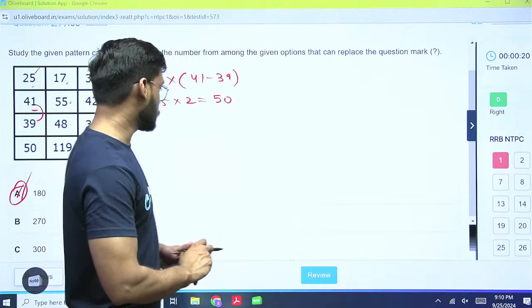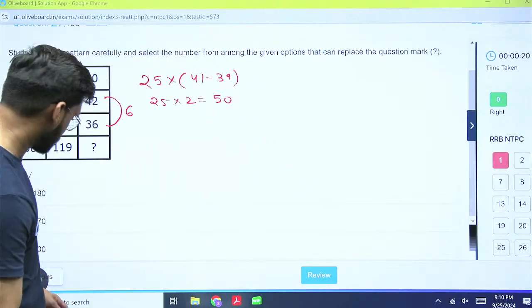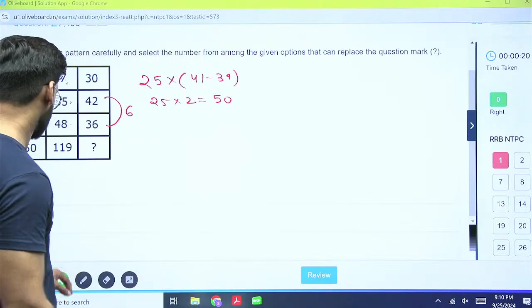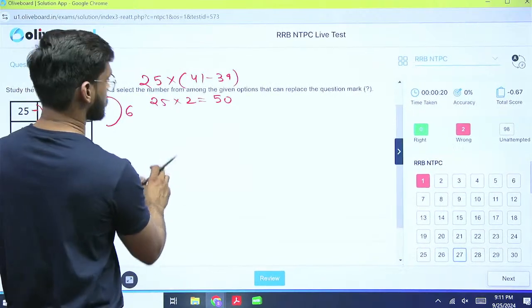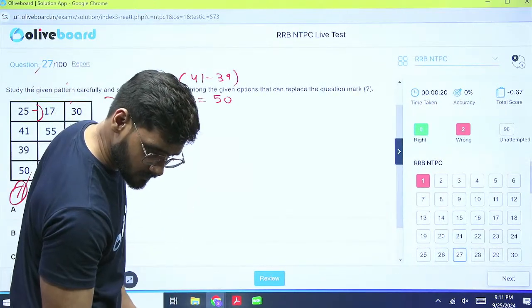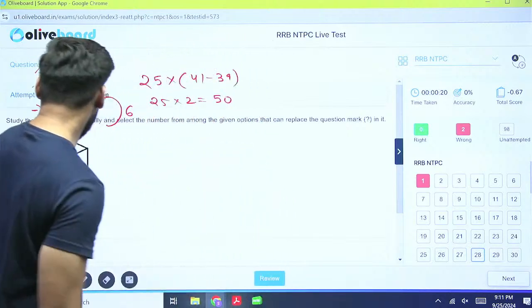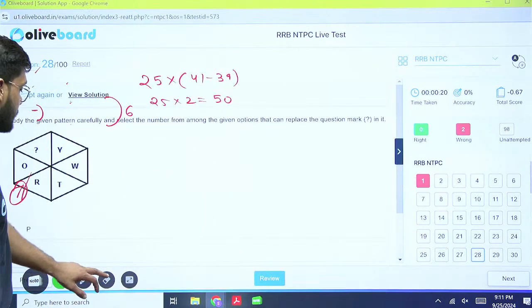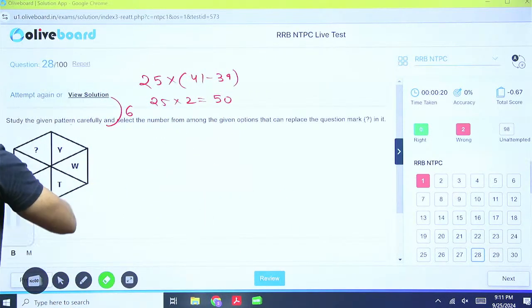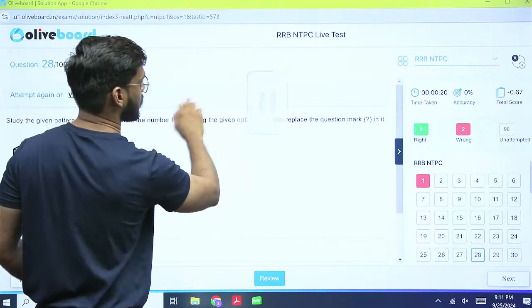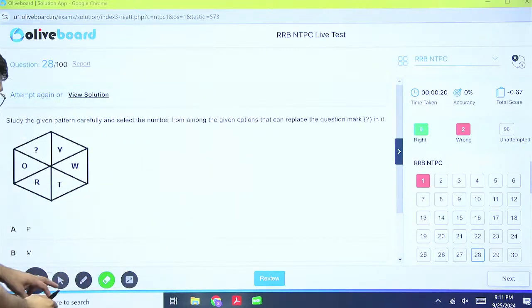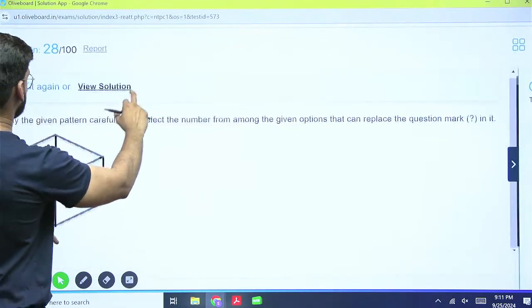Okay, let's move on to the next question. We have the next question of the same type, of the same chapter, that is the missing letter series, right? Let's see the solution.